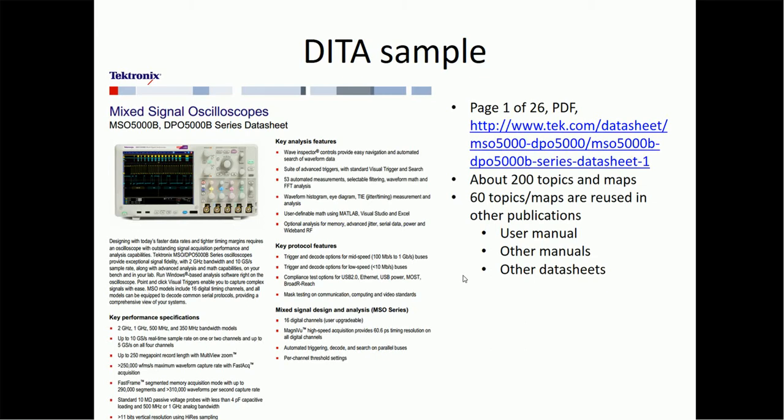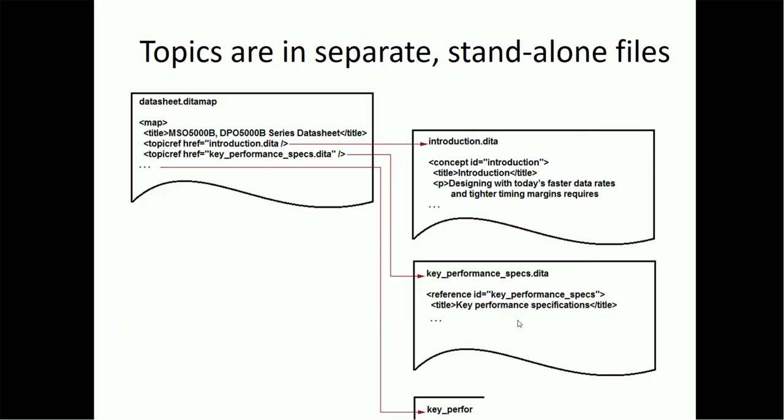So if we look at this same data sheet, only from a DITA perspective, there are, as I said, about 200 topics and maps. 60 topics are reused in other publications. That is to say, for example, this topic here, or these 3 topics, might be used in user manuals, other manuals, and other data sheets. So this is the way it works.